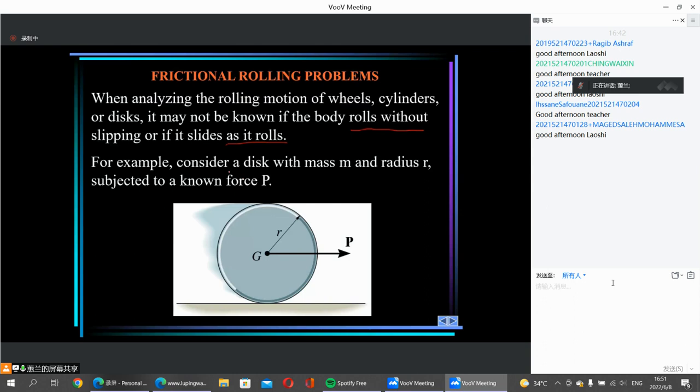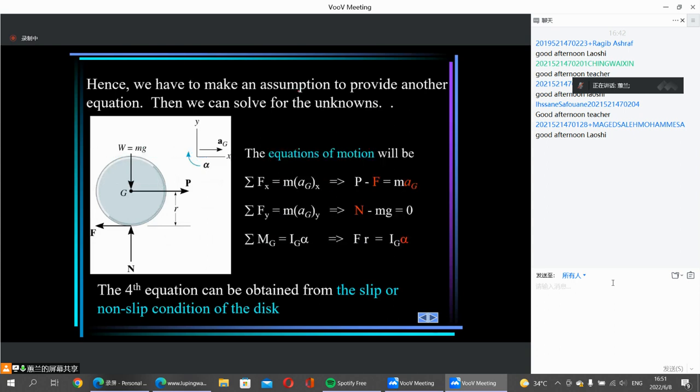So just like here, this is a disk with mass m and radius r given. The disk is subject to an unknown force P, and we have to make an assumption, because for this problem, from the FBD, it's easy. We have the applied force P, we have the weight of the disk, and then we have the supporting force from the ground, the normal force, and we have the friction force F.